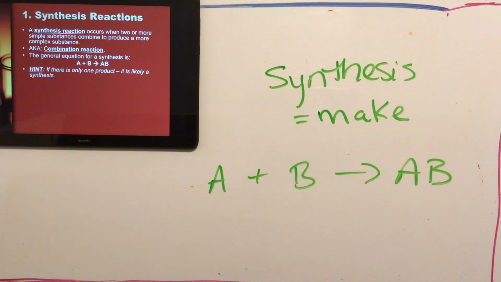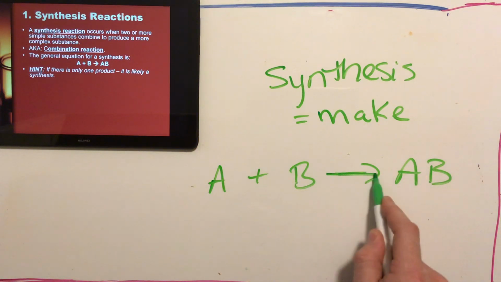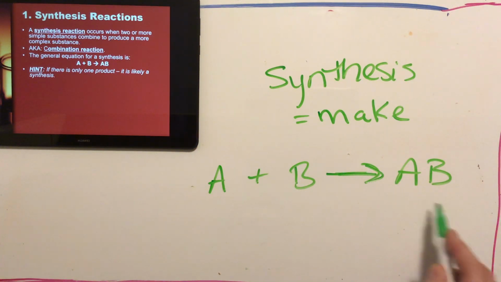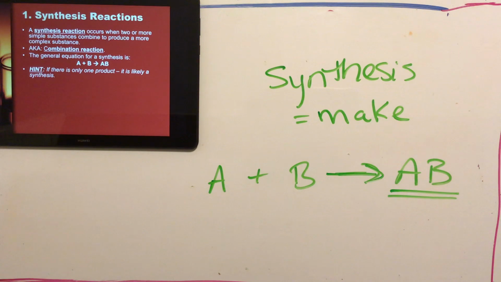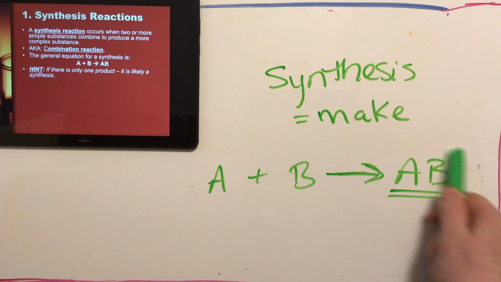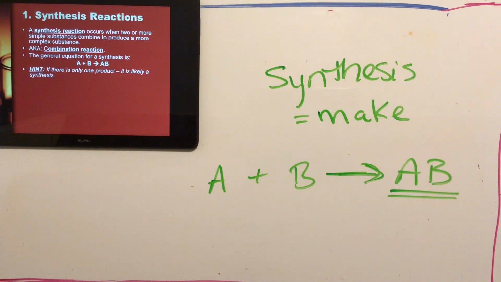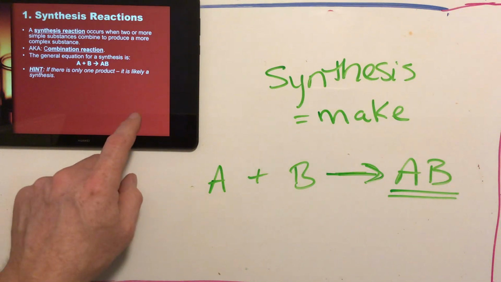Each of these slides is going to have a hint. Hey, how can I tell that that's a synthesis? The hint for synthesis is, there's my yield arrow, right? This is showing what I'm making as a product. If there's only one product, it's a synthesis for what we're doing now in grade 11 anyway. So this is a synthesis reaction. I've only got one product. It's whatever this compound AB is. So that's it.